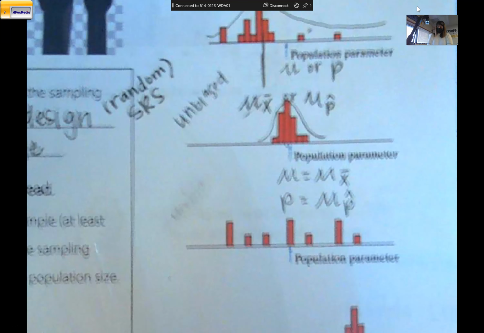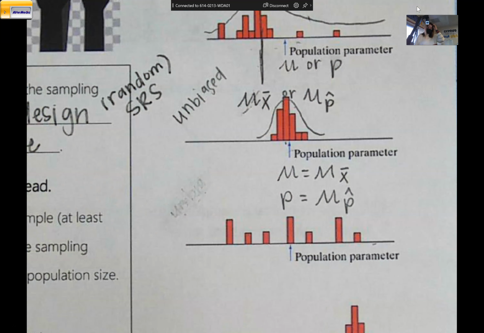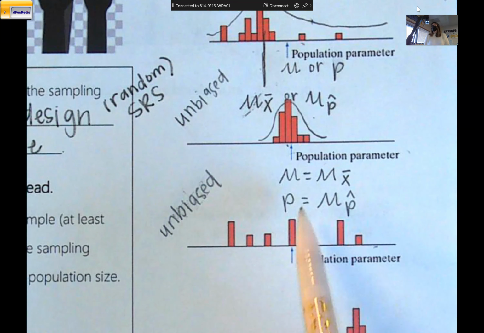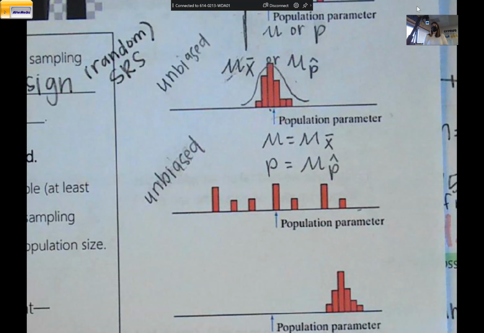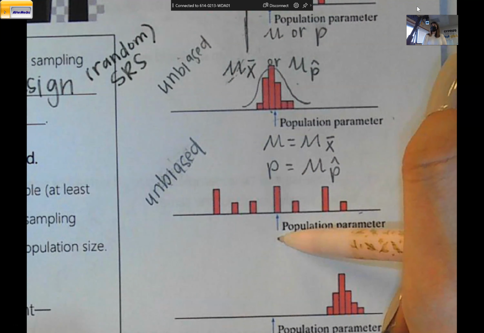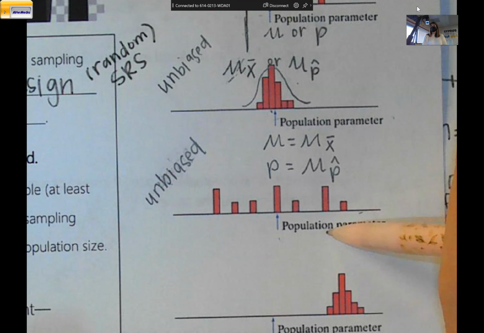What do you guys think about the third one? It is also unbiased. When you have a symmetric distribution, your mean and your median are the same. So if we look at the middle of this data set, it is in the same spot as the actual population parameter. So this is unbiased.